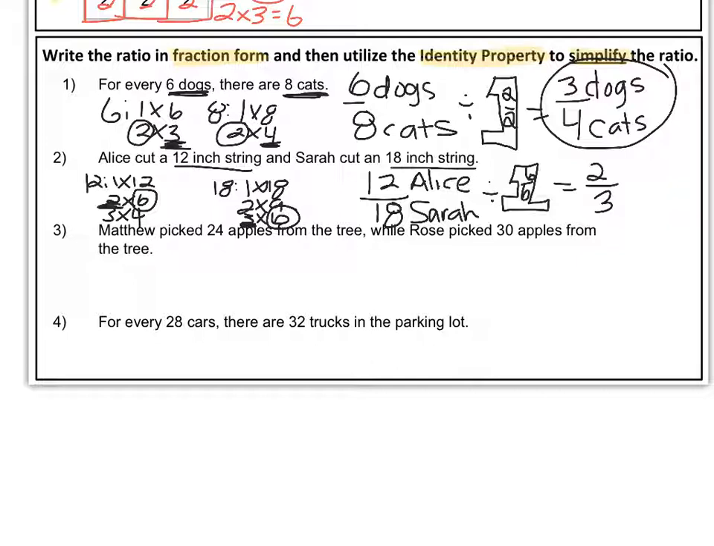Now we're going to label what these numbers represent. That's 2 inches of string for Alice, so I'm going to put Alice right here. And then 3 inches of string for Sarah.